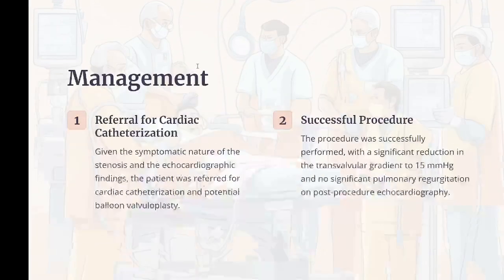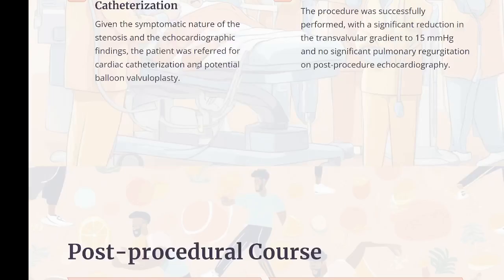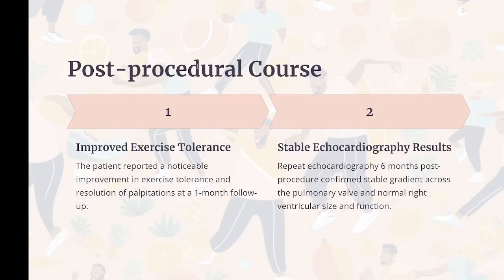Management: given the symptomatic nature of the stenosis and the echocardiographic findings, the patient was referred for cardiac catheterization and potential balloon valvuloplasty. The procedure was successfully performed with a significant reduction in the transvalvular gradient to 15 mmHg and no significant pulmonary regurgitation on post-procedure echocardiography. Post-procedural course: the patient reported a noticeable improvement in exercise tolerance and resolution of palpitations at a 1-month follow-up. Repeat echocardiography 6 months post-procedure confirmed stable gradient across the pulmonary valve and normal right ventricular size and function.